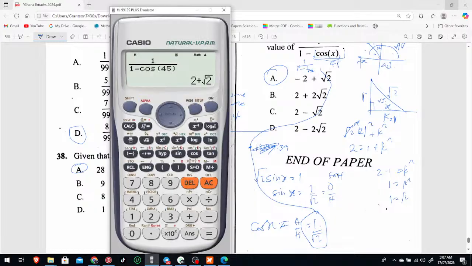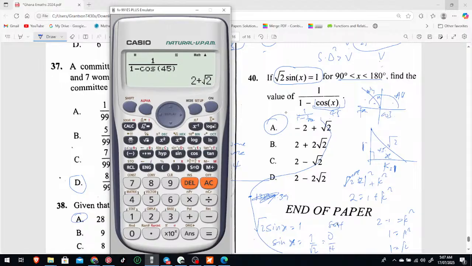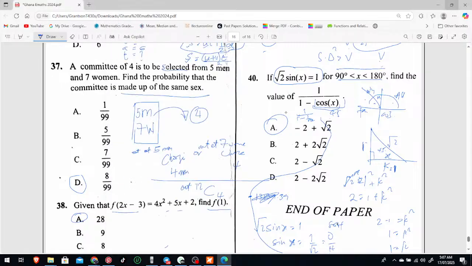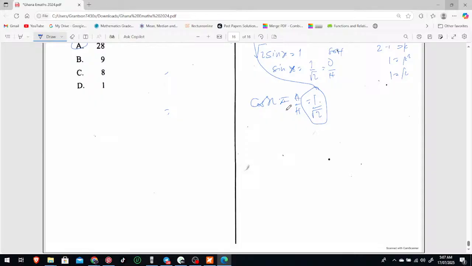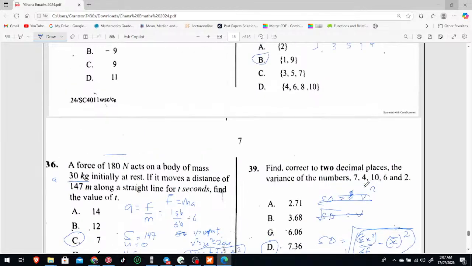So you see that the calculator gave you 2 plus root 2. But because cos is negative in the second quadrant, and the interval is 90 to 180, where the angle lies between 90 and 180, cos is negative over there. So that's why we get negative 2 plus root 2. So that's the end of this paper, the objectives. Then we can go through the rating.